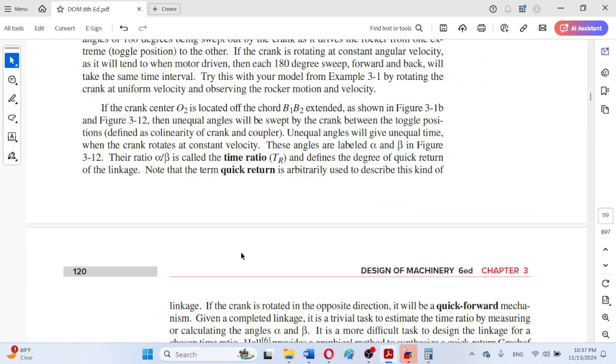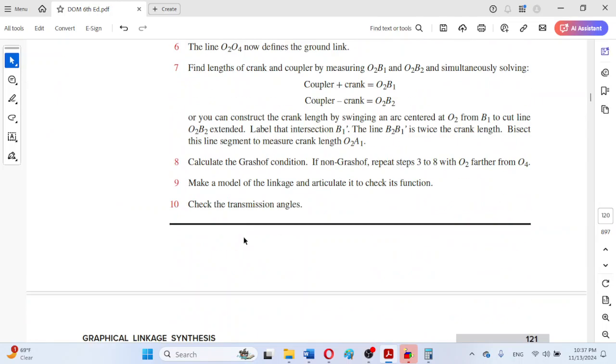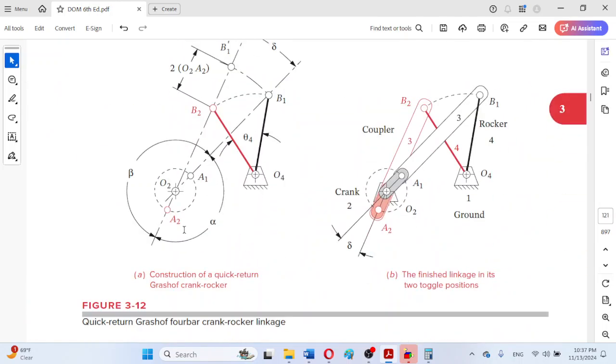So that has been stated here. Now it states that unequal angles will give unequal time when the crank rotates at constant angular velocity. These angles are labeled as alpha and beta in figure 3-12. We can observe here this is angle alpha and beta, and this is the crank circle. Angle alpha is smaller, and angle beta is from this line to this line, because this is a straight line, this is 180 degrees.